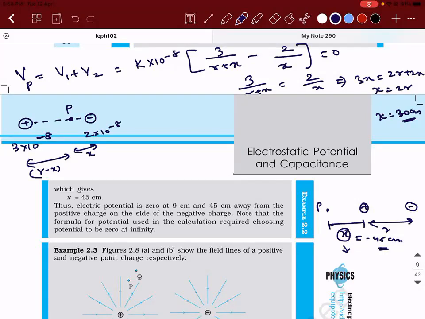That is the reason why I told you in the beginning, what did I tell you? When you are calculating the null point where the potential is 0 due to a system, you will always have 2 points along the line joining both the charges. One will be in between the charges, and one will be on the other side of the charge with lesser magnitude. It's the same logic.